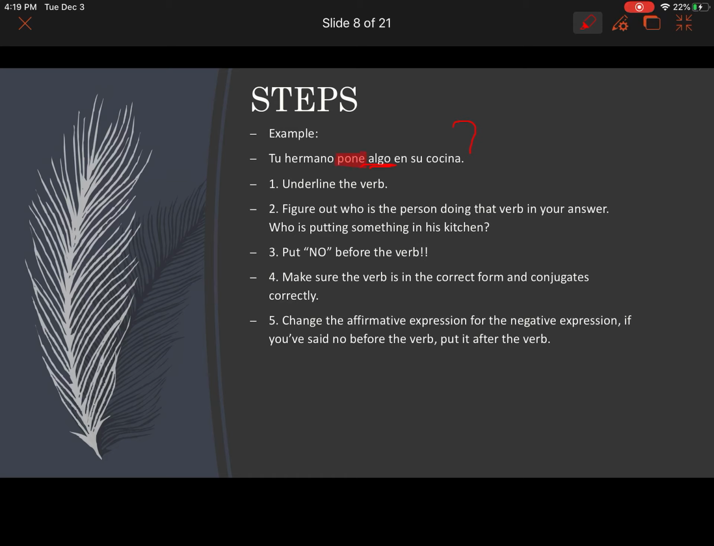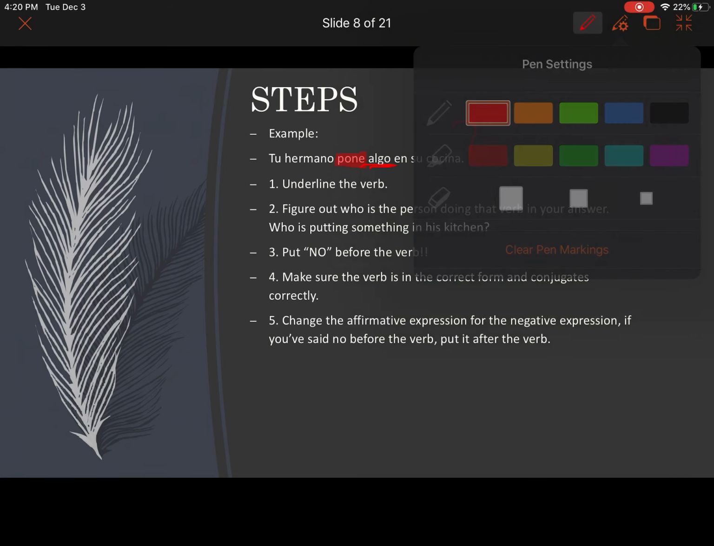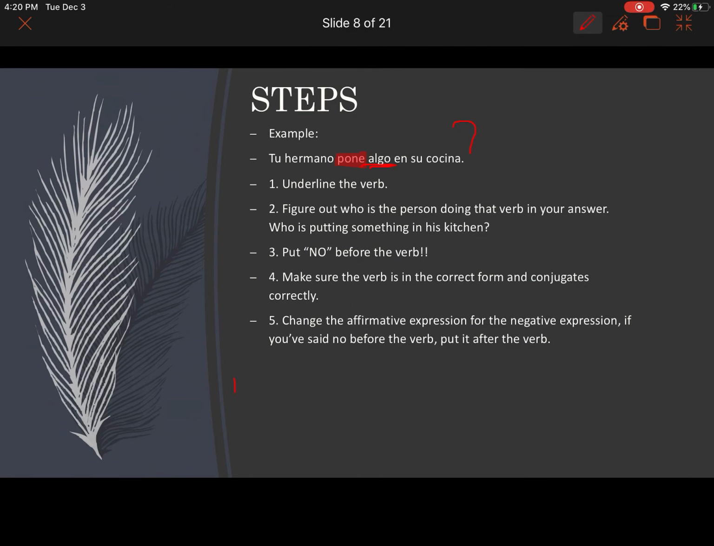Then we're going to figure out what person is going to be doing that verb in your answer. So if they're asking about your brother, when you answer, you're going to say, my brother. All these answers will always start with a no, because they're negative. So no. Mi hermano, because you're answering about your own brother. So that's step 2. And then we're going to put a no before the verb. So we're going to pick a big no here.